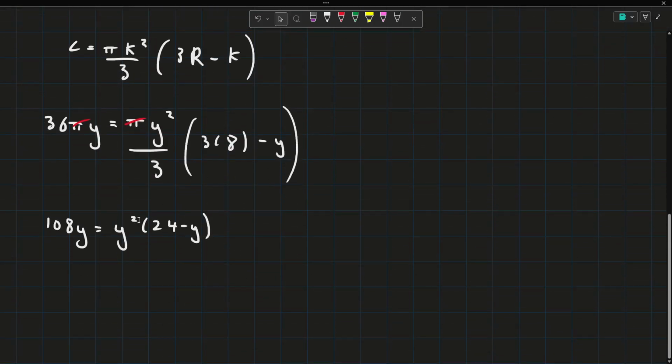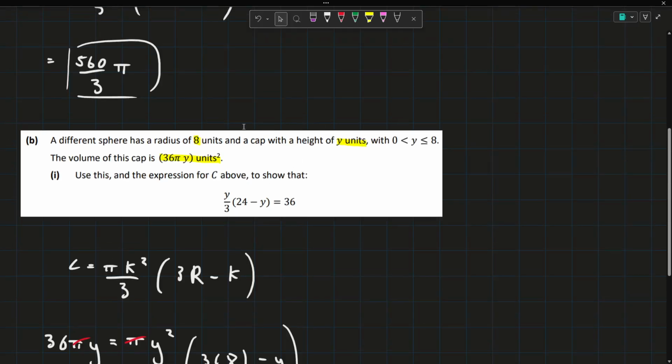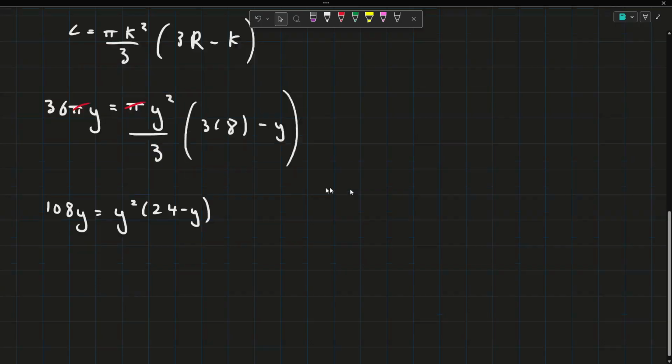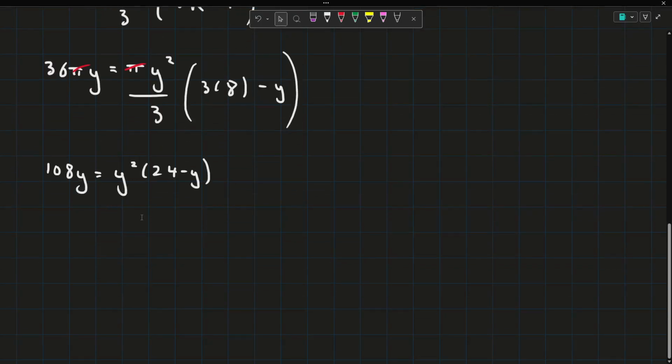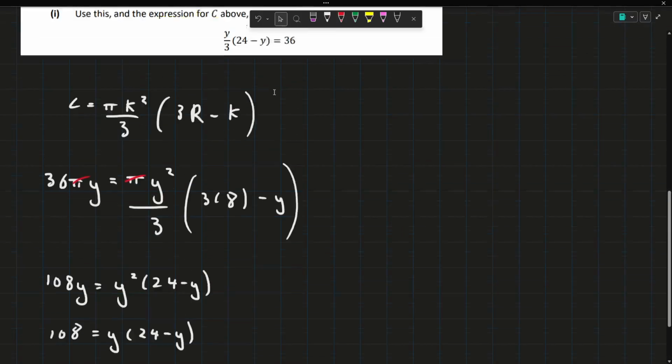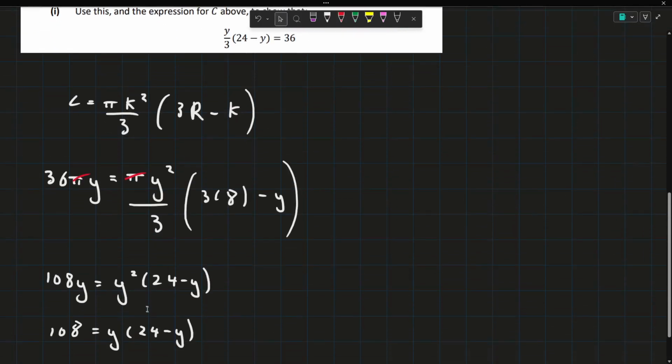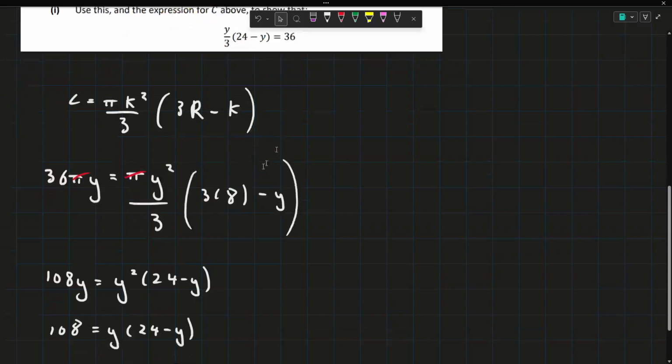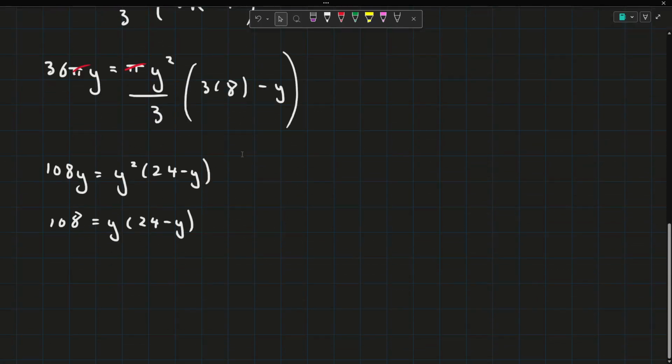So obviously, the cap, or the height of the cap, we're told that y can't be 0. So we can divide both sides by y because we know that y isn't 0. But that is a solution to this equation, but we're told that y isn't 0. So dividing both sides by y, we get 108 equals y times 24 minus y. And then we just have to get this into this form. I actually shouldn't have multiplied up by the 3. But if we divide both sides by 3, it's going to look exactly as we have up there. So dividing both sides by 3, we'll have 36 equals y over 3 times 24 minus y. So that's just dividing both sides by 3, and then you can see we get what they wanted.